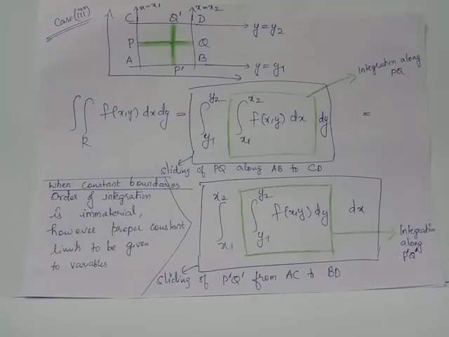Let us discuss case 3, which deals with the situation wherein we have a rectangular region R equals ABCD, that is, both limits of x and y are constant values. From the diagram, it's clear that x equals x1 and x equals x2 are straight lines, and y equals y1 and y equals y2 are also straight lines. Whenever both variables have constant limits, the order of integration doesn't matter.